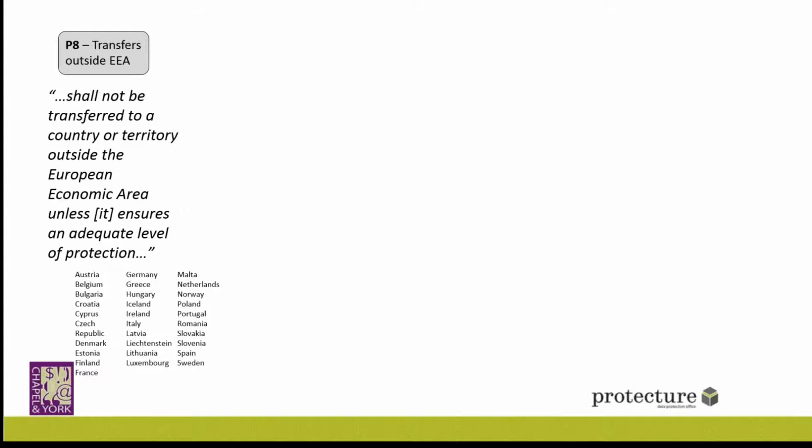Principle 8 exists so individuals can clearly expect the same set of protections and rights if an organisation chooses to use another organisation to process or handle information, and that organisation happens to be based outside the European Economic Area. Basically, the transfer of personal information to an organisation based in a country outside of Europe cannot lead to a reduction in the protection of that data or to the weakening of privacy rights.